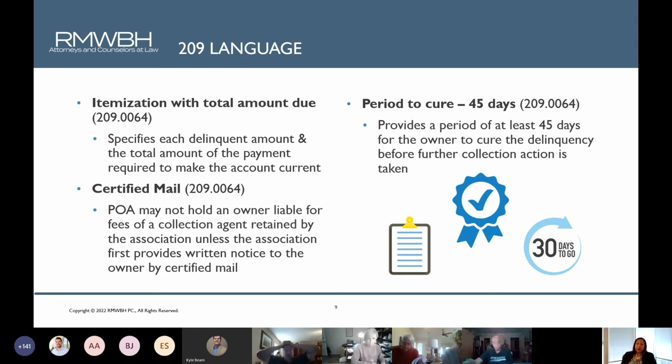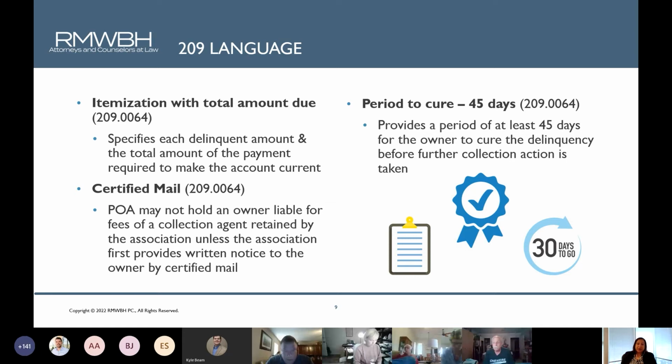Finally, one of the most important changes that I know we've seen a few associations struggle with here lately, because it's kind of on autopilot that the 209 letters have 30 days, is that the period to cure has changed from 30 days to 45 days. So before any further collection action can be taken, the homeowner has 45 days to cure the delinquency.